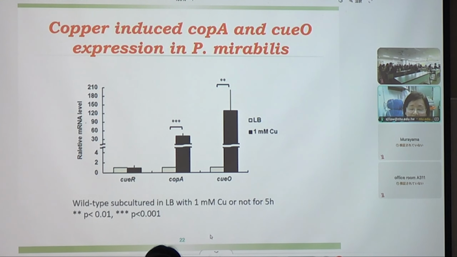Yeah. And then we wondered if copper can induce CopA and the CueO expression to release the copper stress in Proteus mirabilis. So we performed RT-qPCR to measure the messenger RNA level of CopA and CueO in the presence of 1 millimolar copper compared to the LB only control. And we can see here the CopA and CueO messenger RNA levels increased dramatically compared to the control.